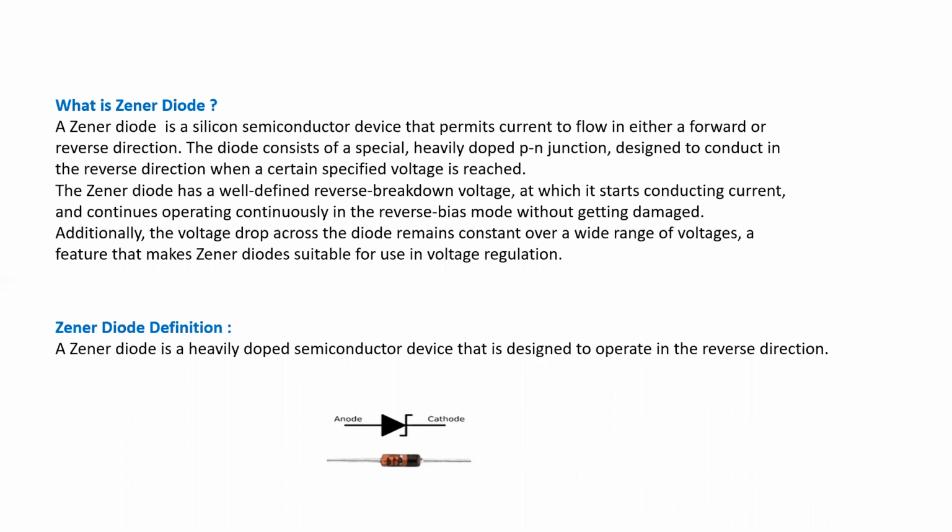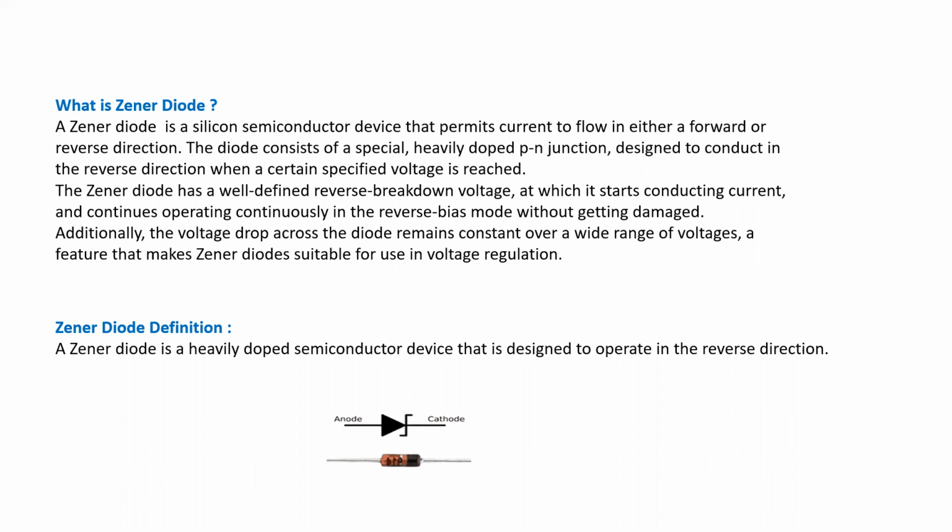That means it is identical to a normal semiconductor diode in construction, having PN type material with one junction, but it is heavily doped. The Zener diode has a well-defined reverse breakdown voltage at which it starts conducting the current and continues operating in the reverse bias mode without getting damaged. Additionally, we can say that the voltage drop across the diode remains constant over a wide range of voltage, and this is the feature that makes the Zener diode a voltage regulator.